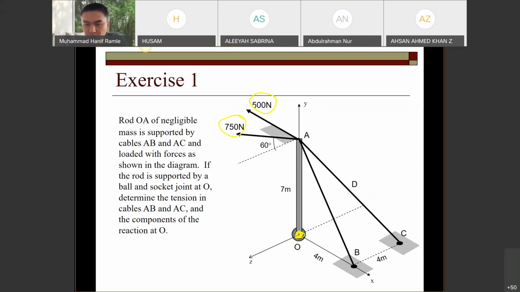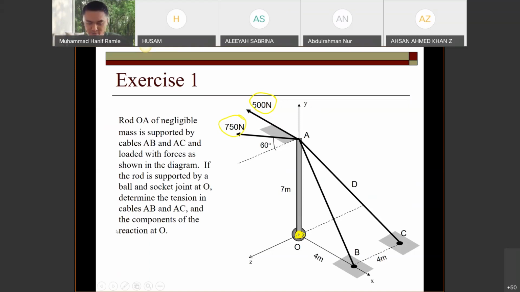It looks similar to the previous example, but this time we have two external forces in a different geometry. There is no solution yet for this exercise, so we have to do it together. Again, what is the first step that we have to do? The FBD.